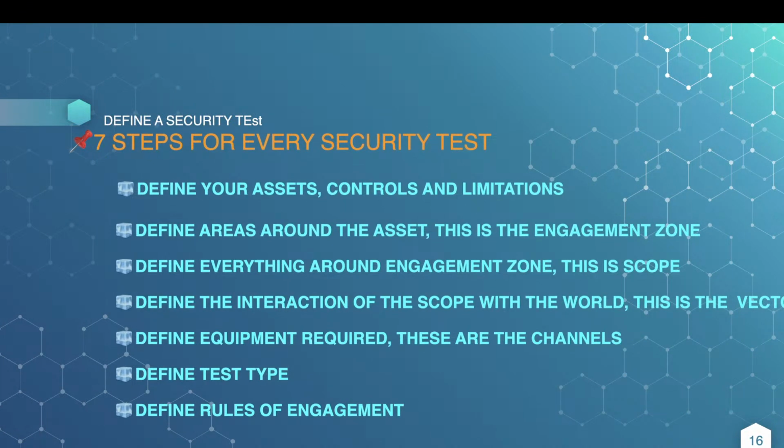So you define your assets, your pores, your controls, and your limitations. Then you can define the areas around those assets. That's what you call your engagement zone. Everything around that zone is your scope, and the interaction of the scope with the world is the vector. Then you're going to define the equipment required. That are the channels, the test type you want to do, and the rules of engagement.